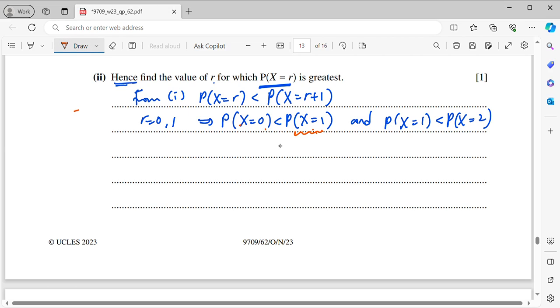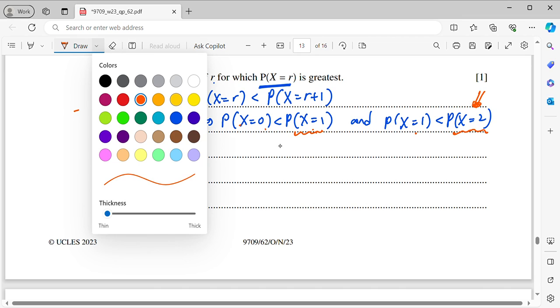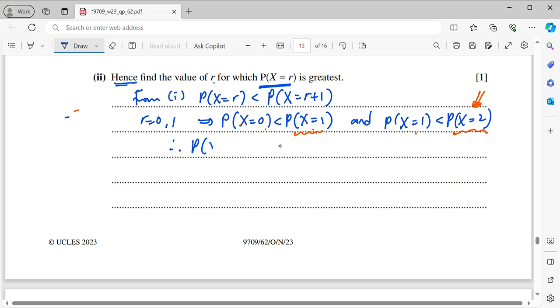That means P(X equals 1) is greater than P(X equals 0). But then P(X equals 1) is less than P(X equals 2). That means this probability will be the greatest. Okay, so then from here, P(X equals 2) is the greatest. Therefore, okay, the r value is 2. Okay, so this is how we analyze this question from the previous part solution.